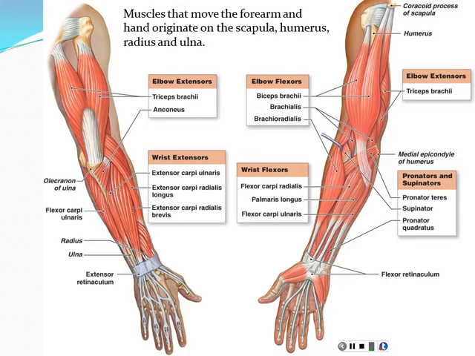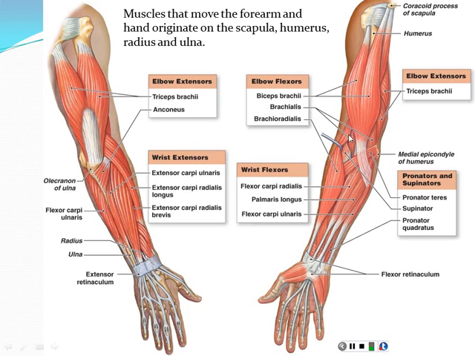All right. So moving down into the arm, the muscles that move the forearm and hand originate either from the scapula, the humerus, the radius, or the ulna. So we have different groups here. We have our elbow flexors. So the biceps brachii is probably the most famous of those to flex the elbow. But the reality is that the brachialis does more of the work than the biceps does in normal flexion. So as you bend your arm, really it's the brachialis doing most of that work.